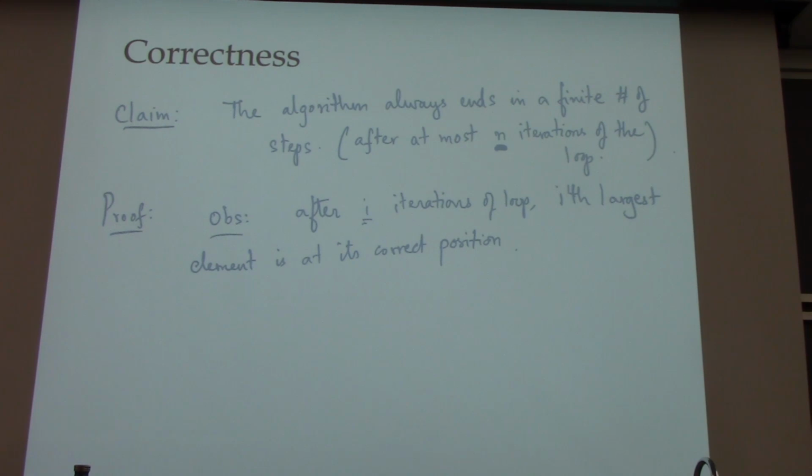Okay. So what you're saying is that after i iterations, the ith largest guy will be in its correct position, right? Let's call it A sub n_i. So n_1, n_2, and so on is the sorted order, and A sub n_i is the ith largest. You're saying this guy is in its right position, so it's i from the end. Okay. So do you also want to say something about the bigger guys?